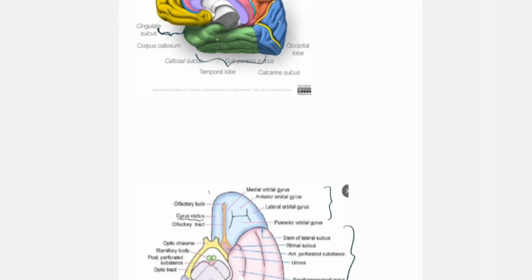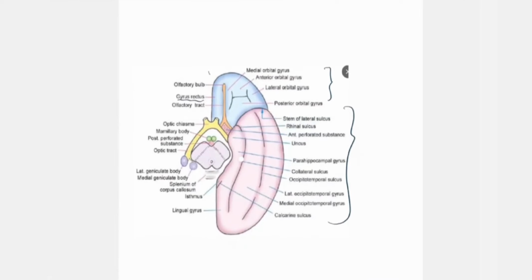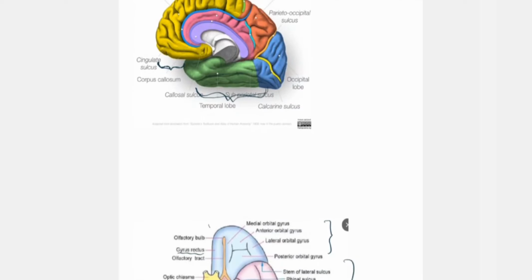Now coming to the tentorial part, that is this portion. In the tentorial part, the two important sulci present are the occipitotemporal sulcus, which forms the medial and lateral occipitotemporal gyrus, and also the collateral sulcus. This is a picture of the collateral sulcus, and this is the occipitotemporal sulcus, and this one is the collateral sulcus. And in the temporal lobe, this portion is the rhinal sulcus.